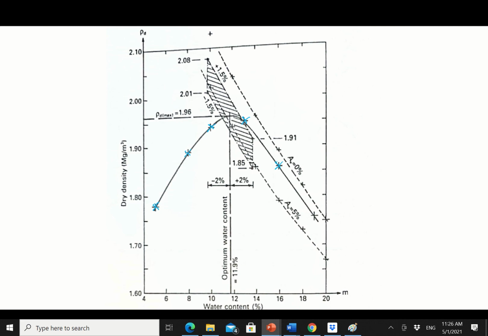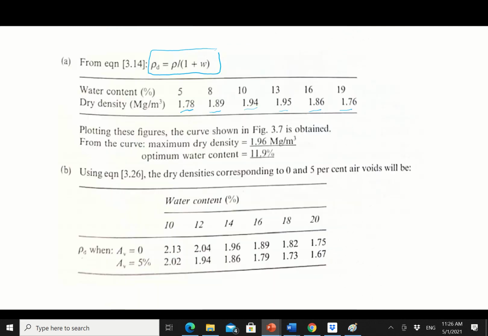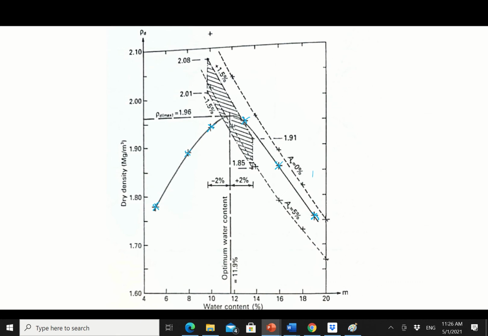Don't worry about other drawing, just follow this instruction. From the data, water content and dry density, we have all the points. Next, you need to connect all the points to get the compaction curve. So next is to draw the compaction curve. I use a different color to show you how to connect all the dots to produce the compaction curve.